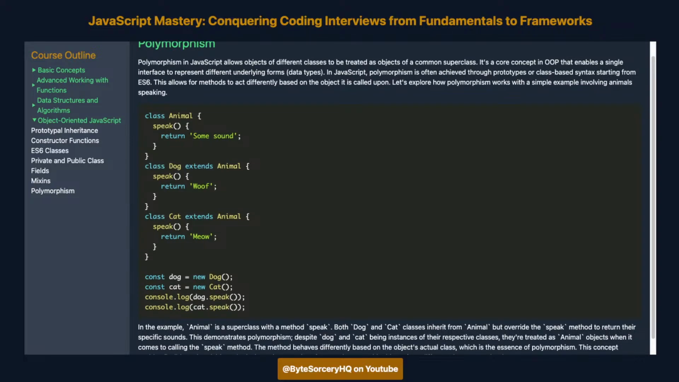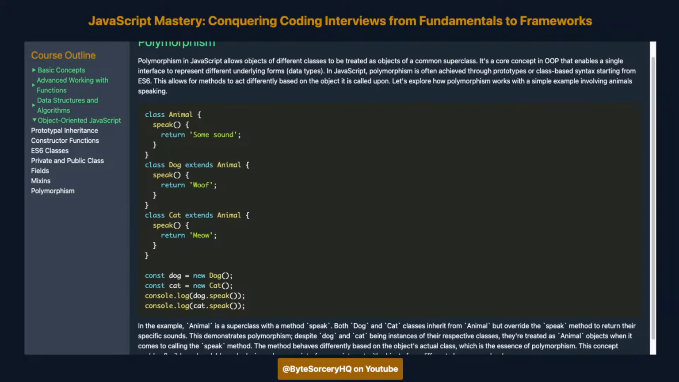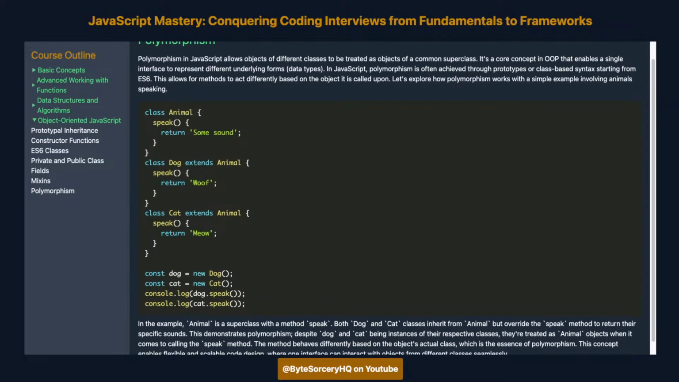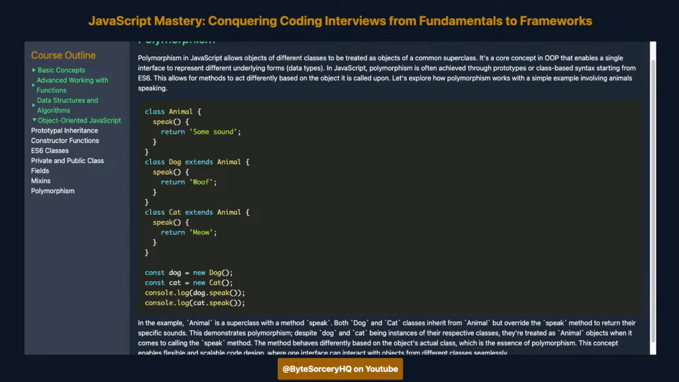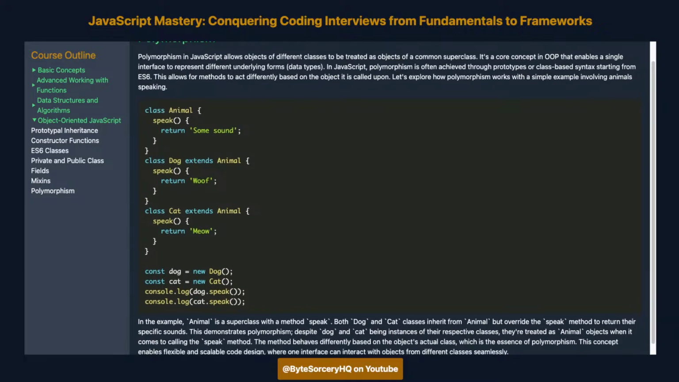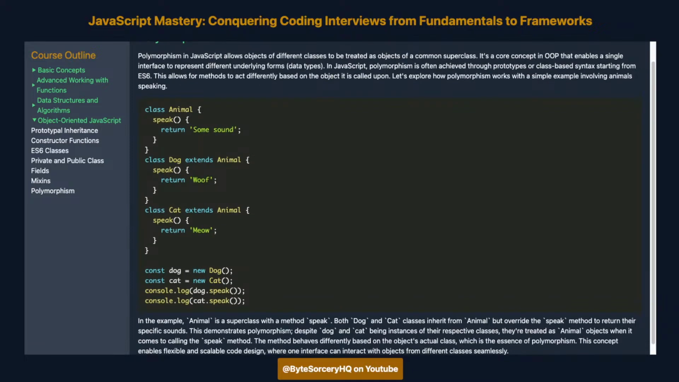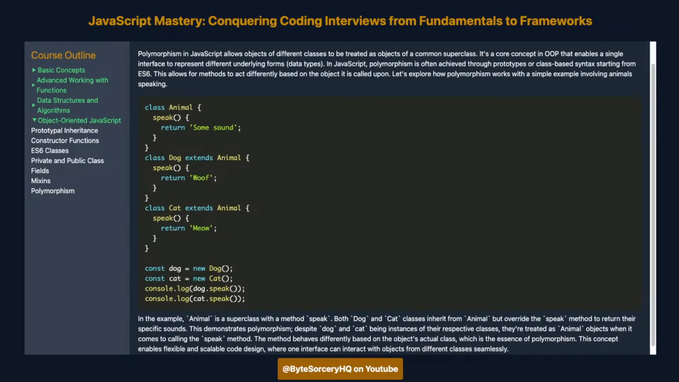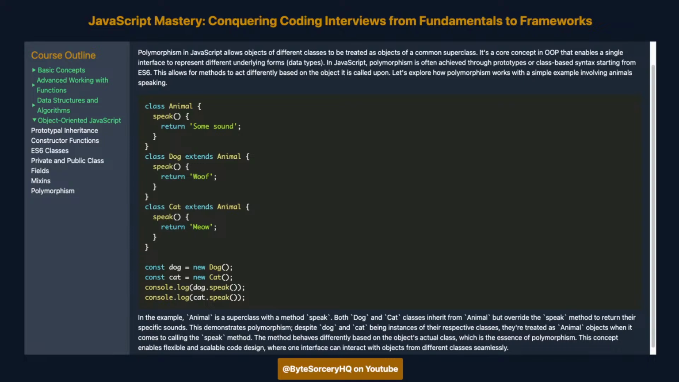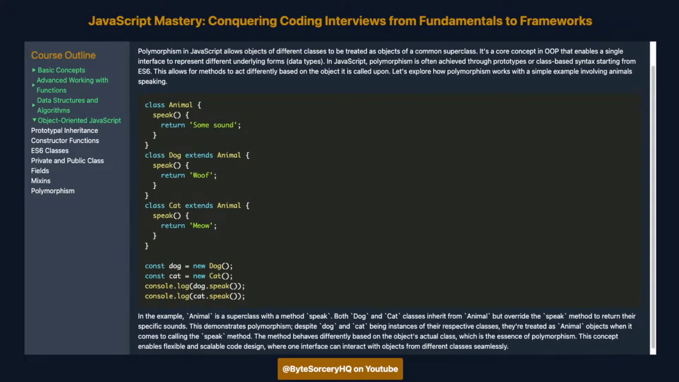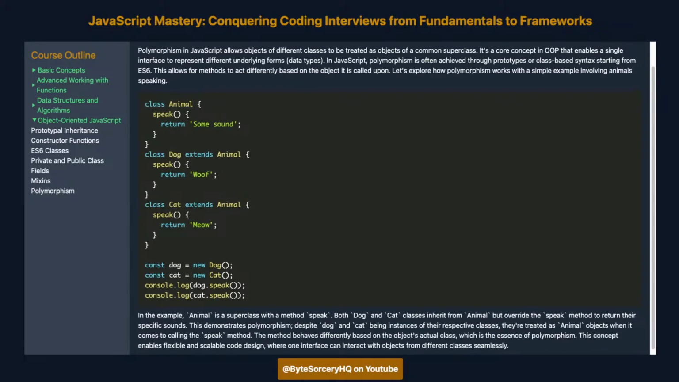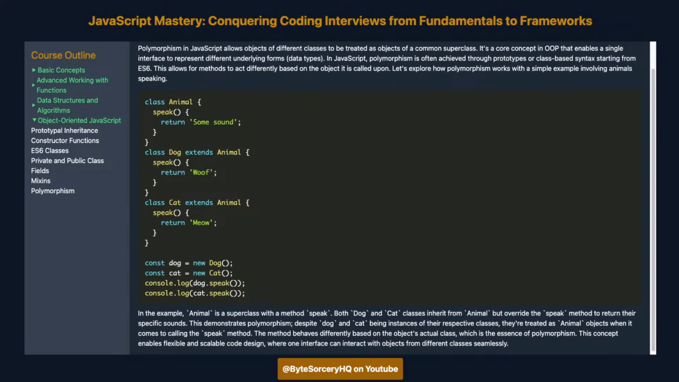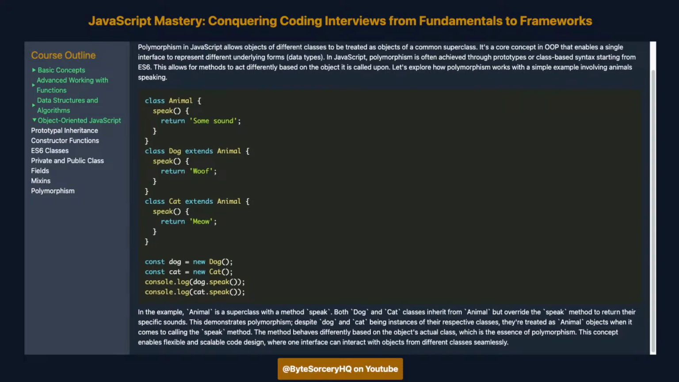In the example, Animal is a superclass with a method speak. Both Dog and Cat classes inherit from Animal, but override the speak method to return their specific sounds. This demonstrates polymorphism. Despite Dog and Cat being instances of their respective classes, they're treated as Animal objects when it comes to calling the speak method. The method behaves differently based on the object's actual class, which is the essence of polymorphism. This concept enables flexible and scalable code design, where one interface can interact with objects from different classes seamlessly.